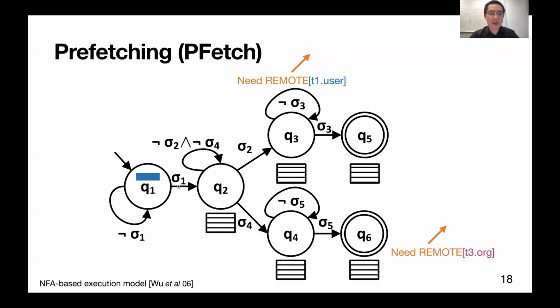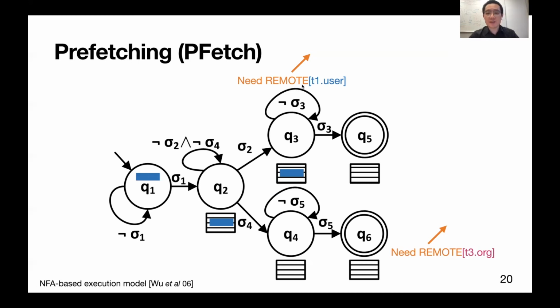If the value predicates are satisfied, it stores the event in the state buffer and keeps it as a partial match. It repeats such evaluation until the partial match reaches the accepting state, and then it will generate a complete match. And in this NFA model, the state Q3 will need to evaluate remote data.